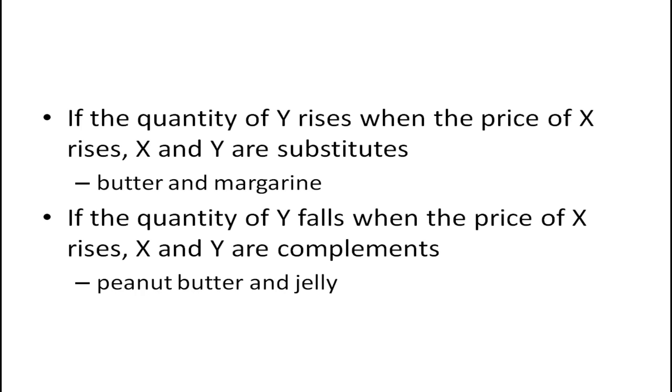On the other hand, if the quantity of Y falls when the price of X rises, then we say that X and Y are complements. A good example is peanut butter and jelly. If the price of peanut butter goes up, you might expect the quantity of jelly demanded to go down, because a lot of people use their jelly with peanut butter to make peanut butter and jelly sandwiches. If it costs more to buy peanut butter and they buy less peanut butter, they need less jelly.